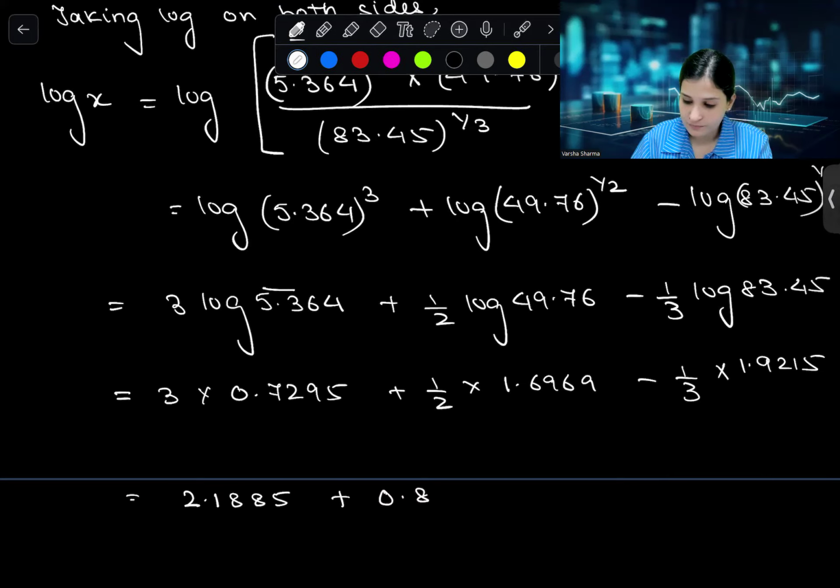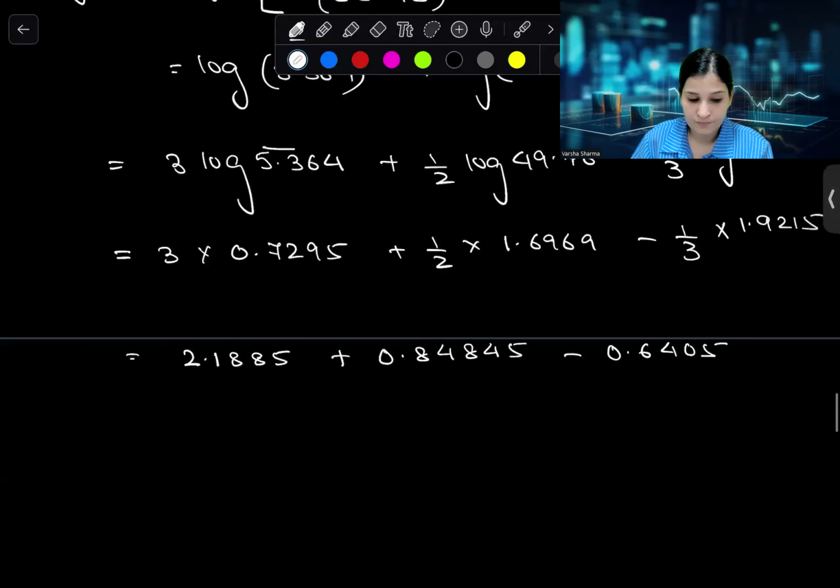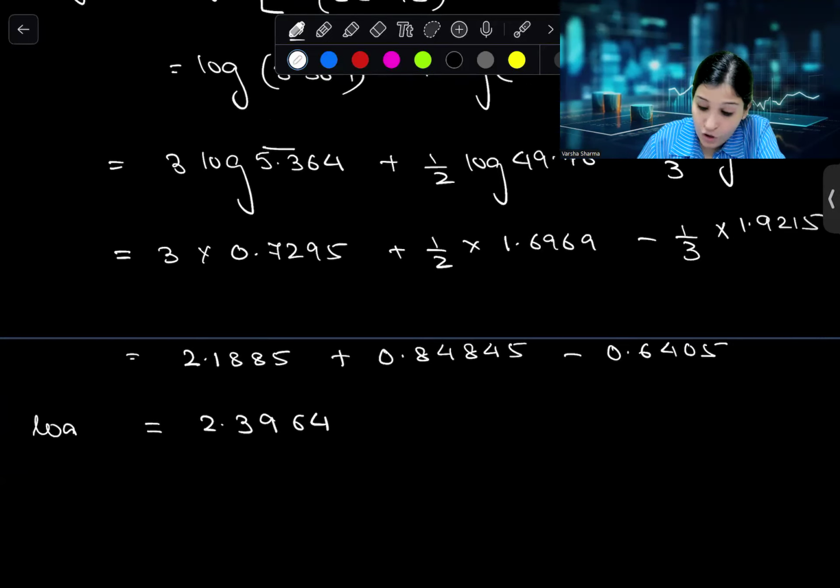Divide. Yes, ma'am. Final plus minus value. Ma'am, 2.3964. Very good. Any doubts? No, ma'am. So this was the answer for log x.